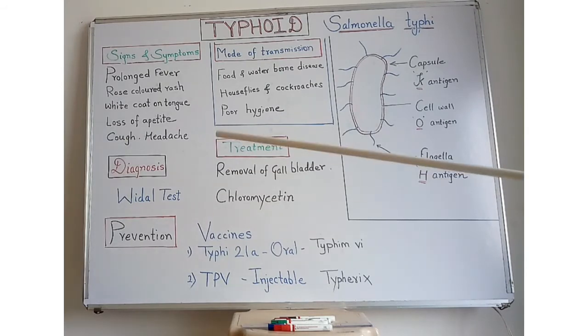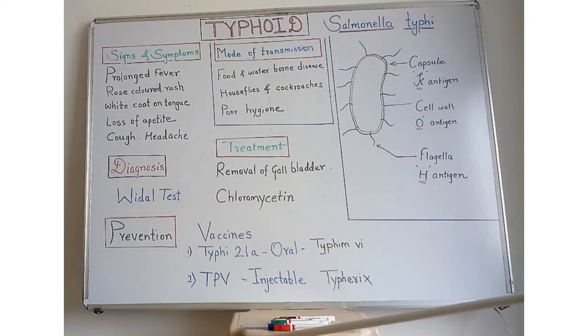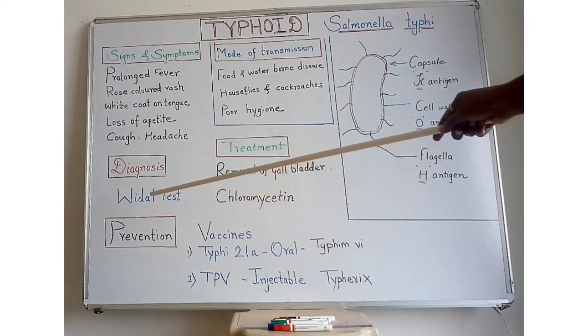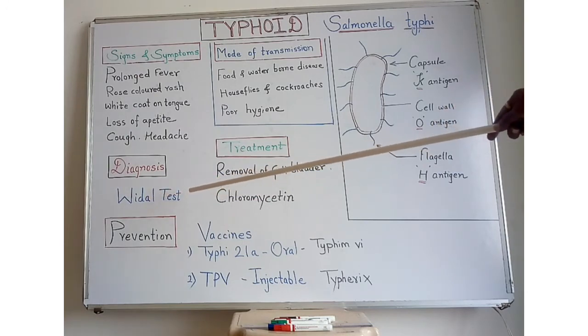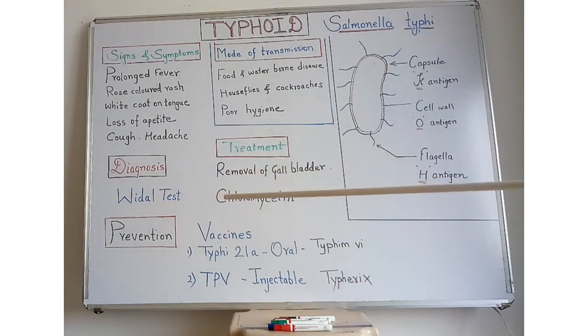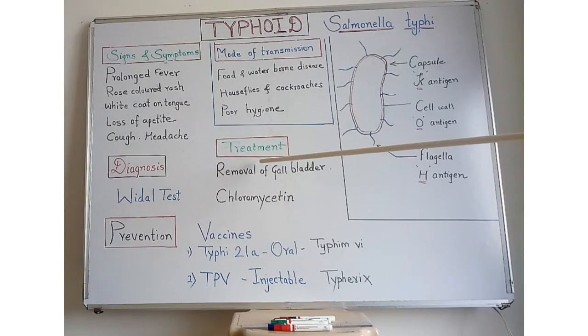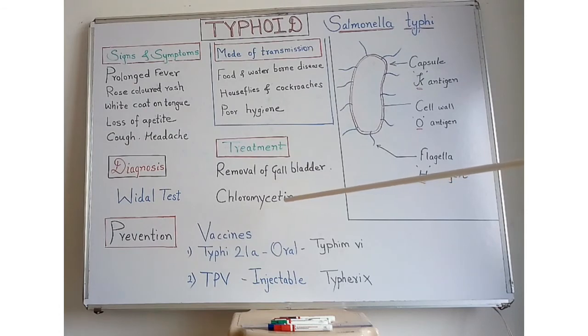Then comes diagnosis. There is a test conducted to confirm the disease typhoid, and the name of the test is the Widal test. This test is performed, and then we come to know whether the person is having typhoid or not. Then treatment. Treatment includes surgical removal of the gallbladder. Why does this have to be removed? Because these bacteria may accumulate in the gallbladder, due to which it has to be removed. Another treatment includes antibiotics such as chloromycetin, azithromycin and ciprofloxacin.